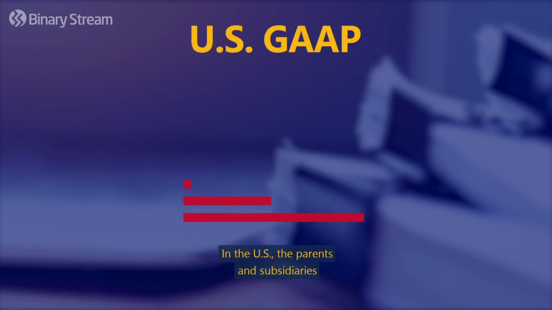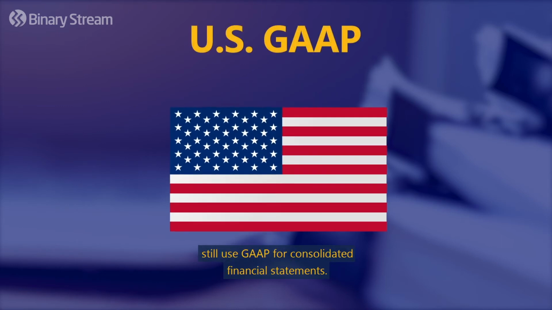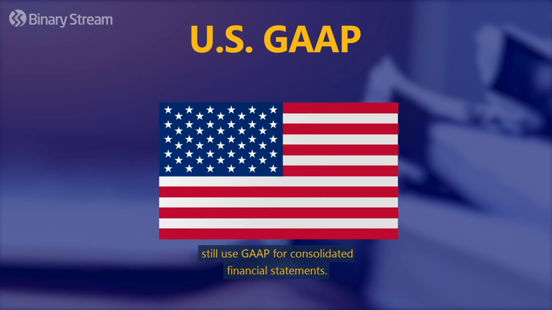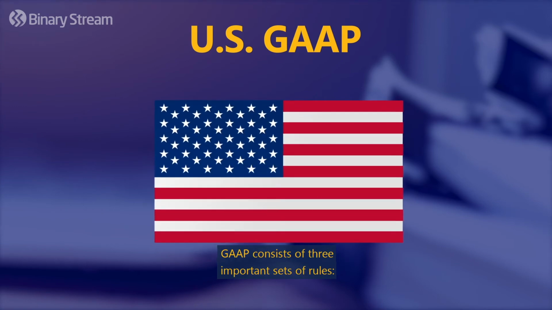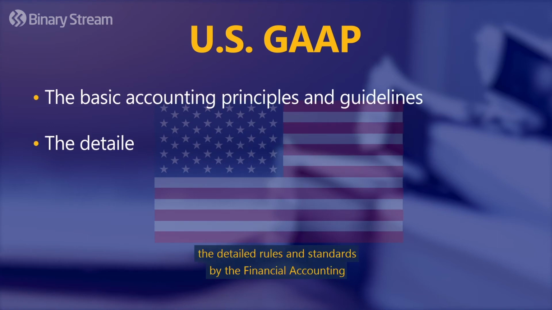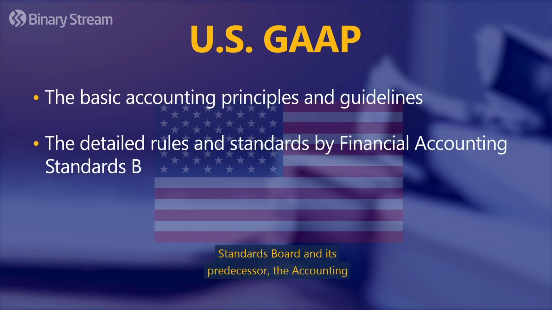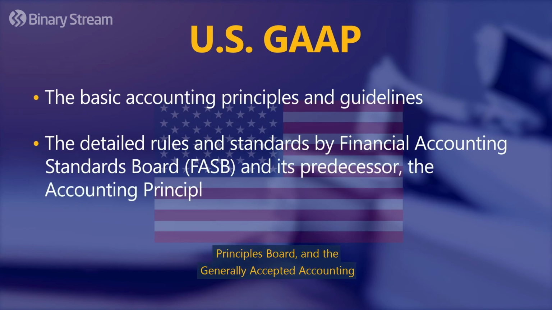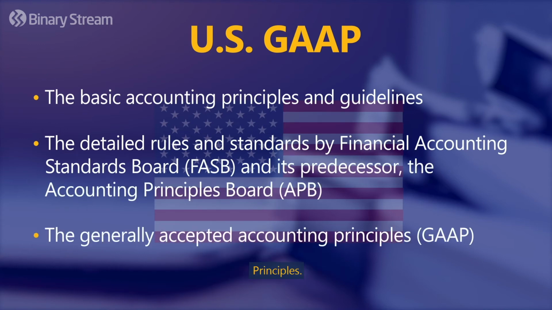In the US, the parents and subsidiaries still use GAAP for consolidated financial statements. GAAP consists of 3 important sets of rules: the basic accounting principles and guidelines, the detailed rules and standards by the Financial Accounting Standards Board and its predecessor, the Accounting Principles Board, and the generally accepted accounting principles.